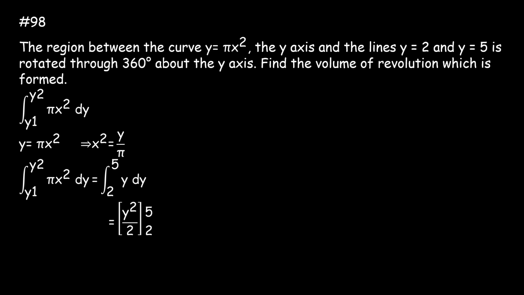We're going to have y squared over 2 times pi. Now from 2 to 5, we can substitute 5 and 2 in there. We're going to get 21 over 2.